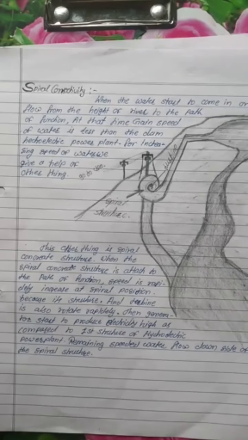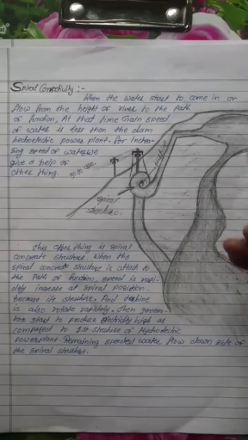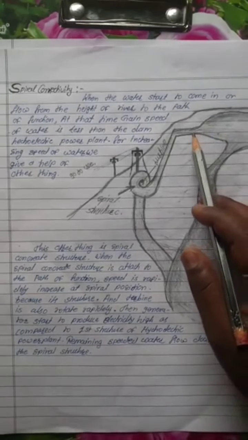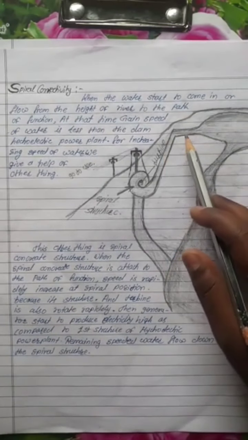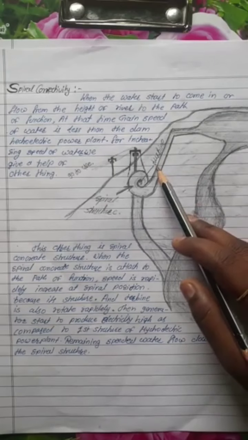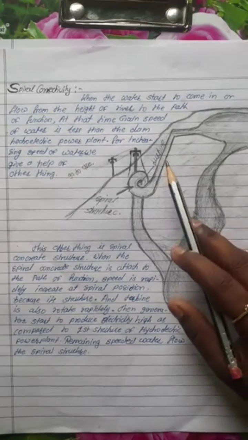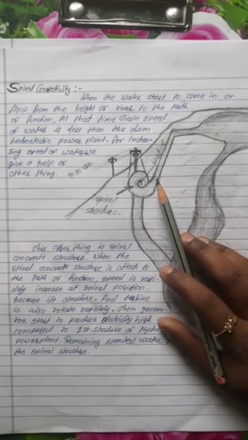My project studies the river hydroelectric power plant and its structure. When the water starts to come, or flow, from the height of the river to the path of the function, this is the path of the function. At that time, the speed gained by the water is less than in the dam hydroelectric power plant.